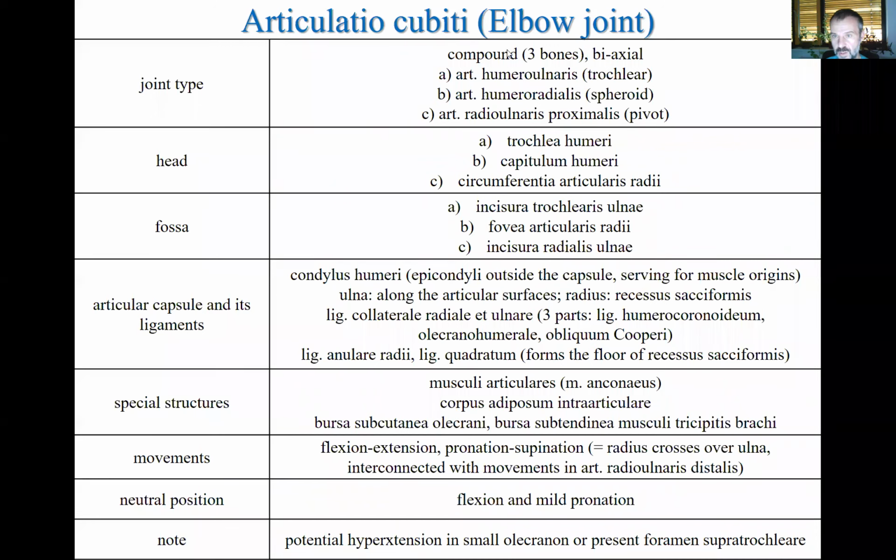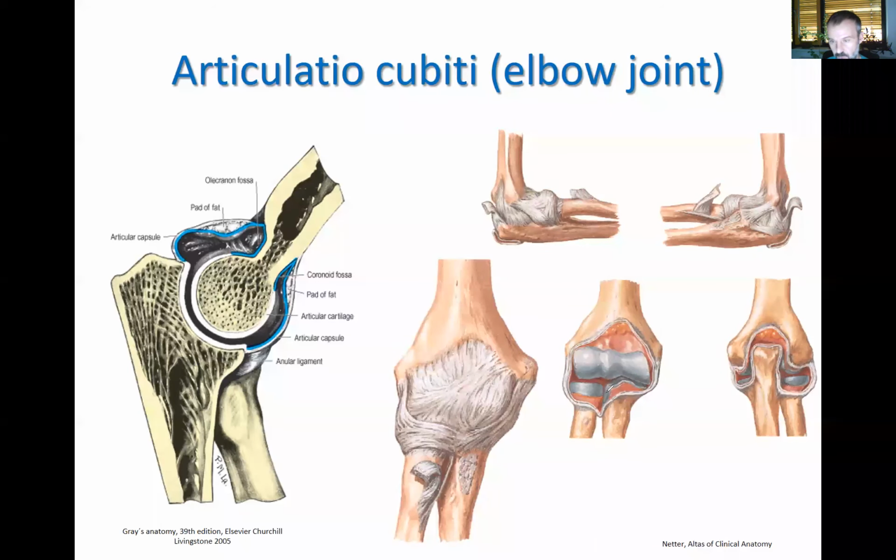And the last one is the proximal radioulnar joint. The proximal radioulnar is a pivot. That means it's also a 1-axis joint, so a monoaxial joint, but its long axis, as you can see here, is parallel with the axis of the limb. That's why we call it a pivot joint.